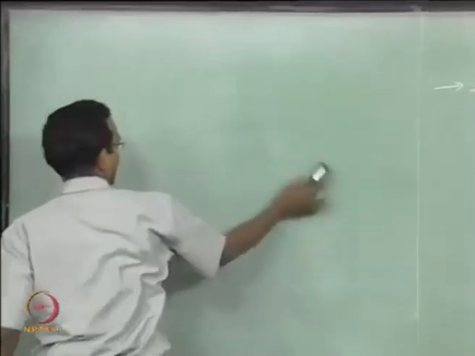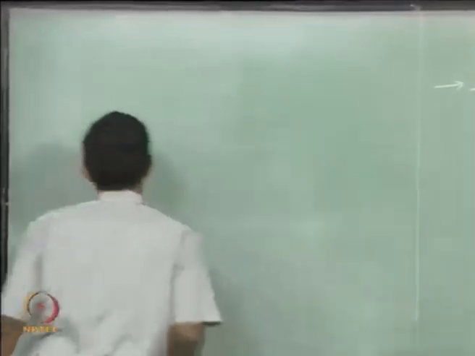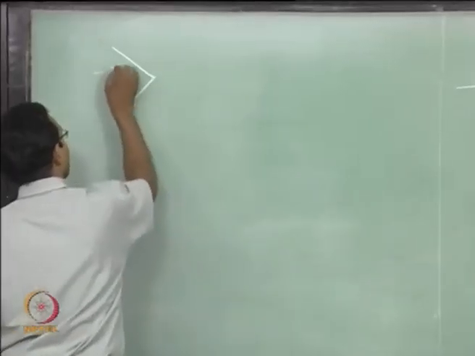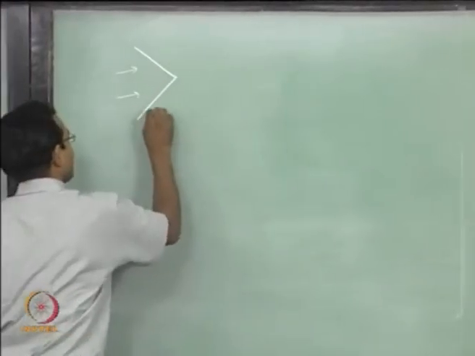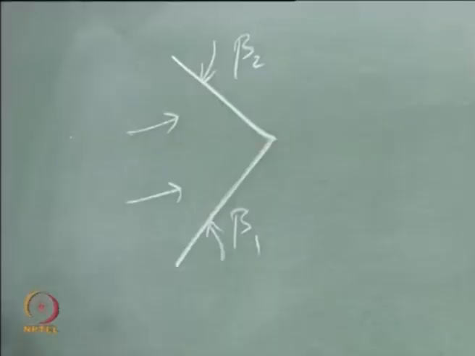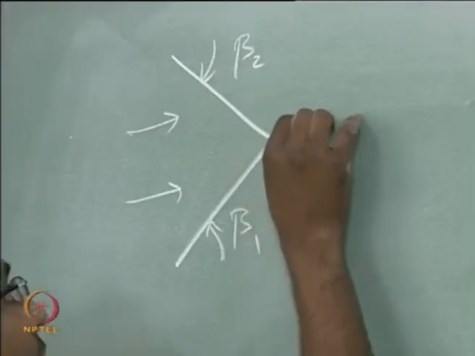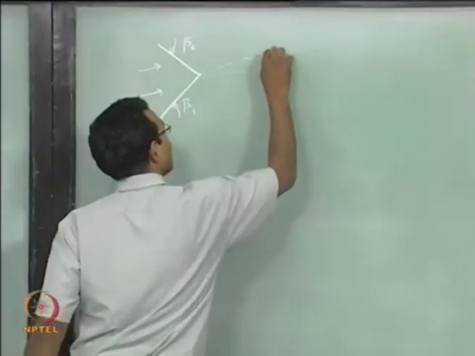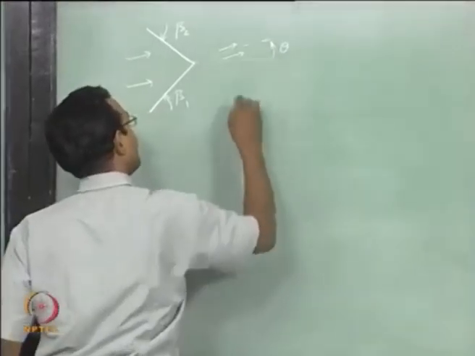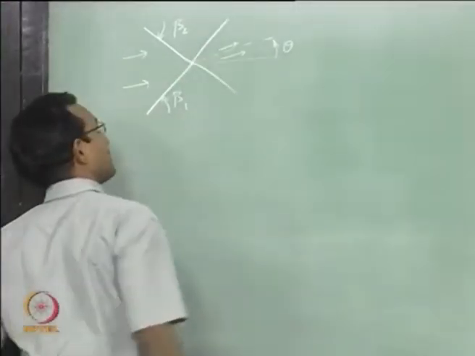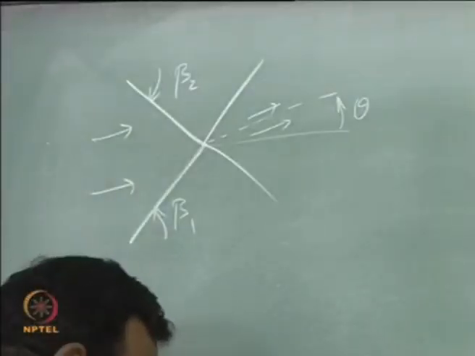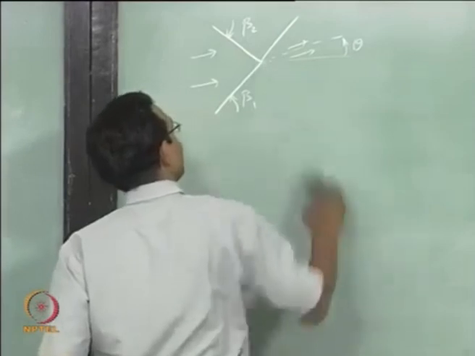Before you come to next class, probably you can think about these problems. I will just stop after this. I am having two shocks, I am having some Mach number, let us say this is beta 1, this is beta 2. I want to find, let us say this is some theta, the final streamline direction, and the shock angles after they reflect. How will you solve this problem? I have given you enough already to solve this problem.